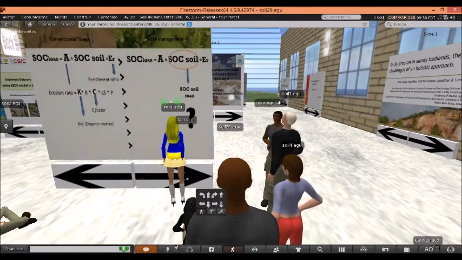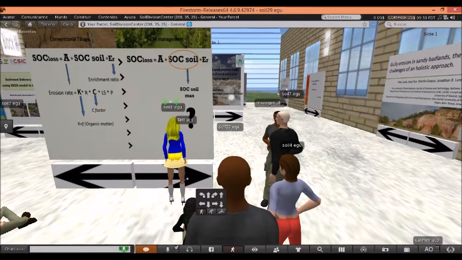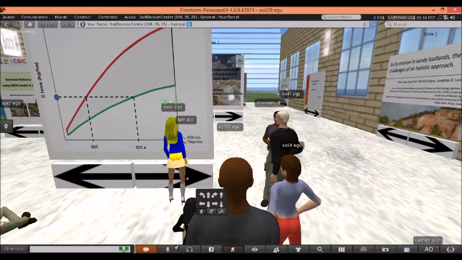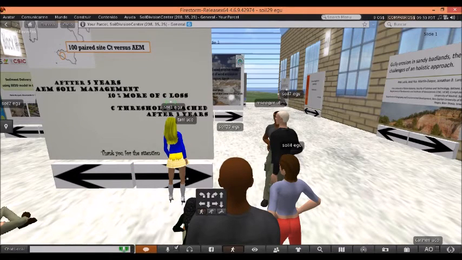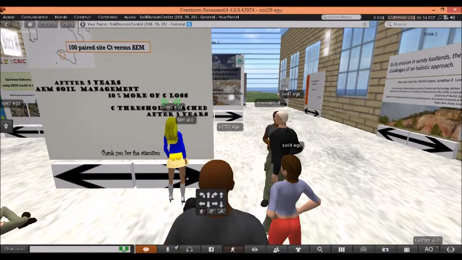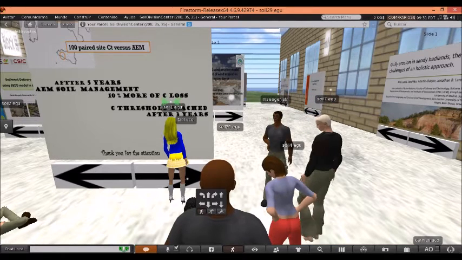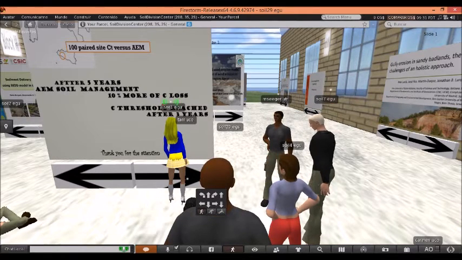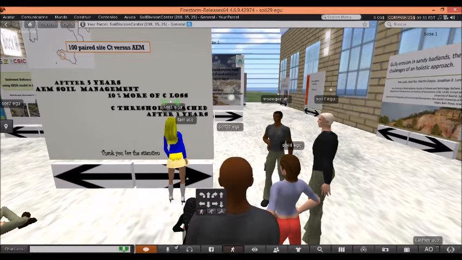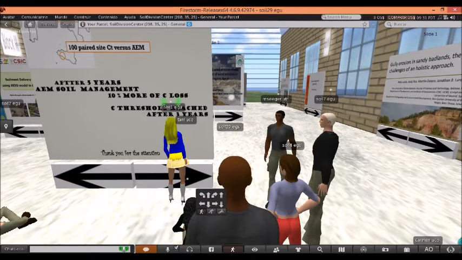So we have applied this approach in Sicily in this real case study using 100 paired sites. Each paired site is composed of 2 vineyards that are similar in all aspects except for land management, because we have a conventional tillage versus cover crop management.